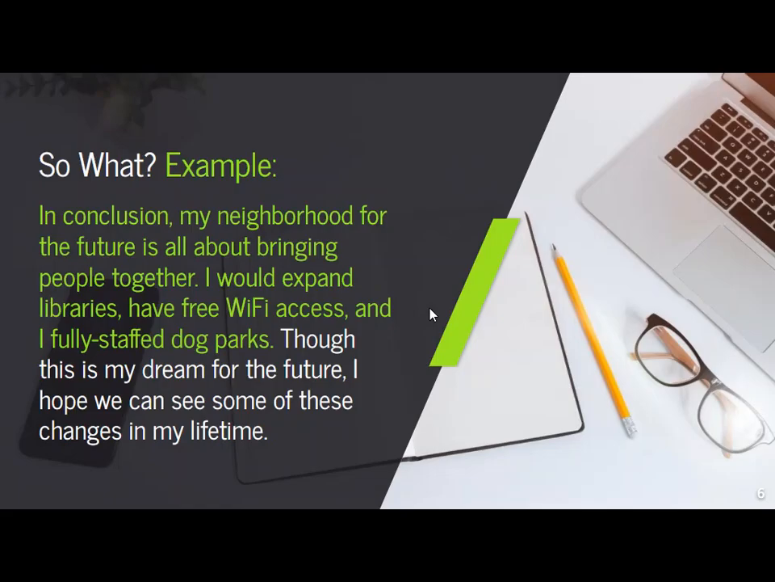Let's take a look at that example, building on our last statement from the previous slides. In conclusion, My Neighborhood for the Future is all about bringing people together. I would expand libraries, have free Wi-Fi access, and fully staffed dog parks. Though this is my dream for the future, I hope we can see some of these changes in my lifetime. So that is one way that you can wrap up your entire essay: you can talk about your dreams for the future, you can talk about your hopes, but you don't want to start an entirely new idea. Another way that you could do this is by acknowledging the other side of the argument.